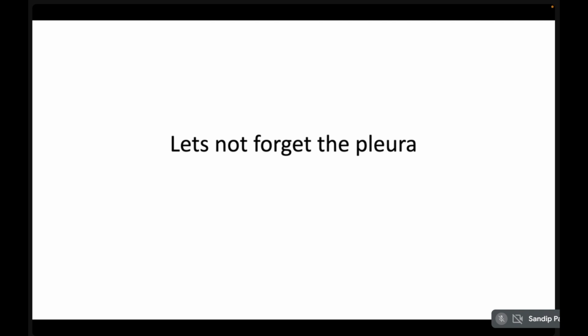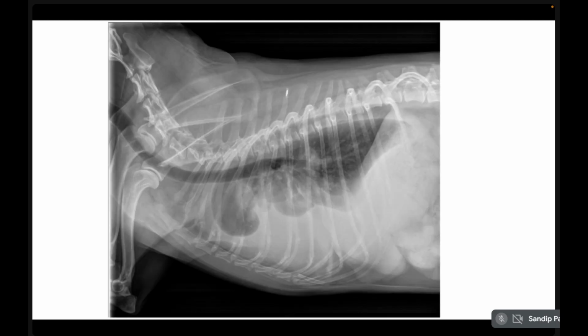At the end I would like to show you one image. So this is now we are seeing the pleural space.